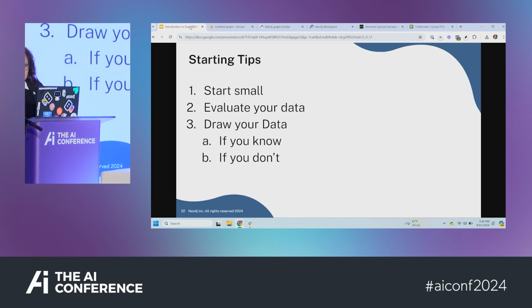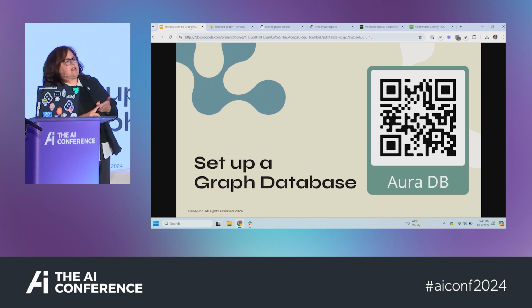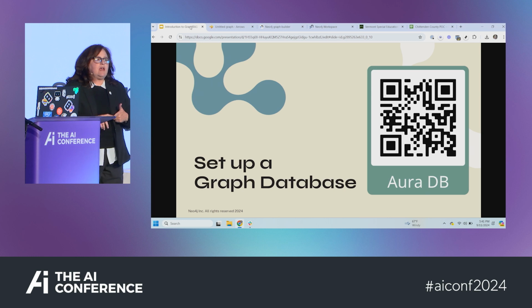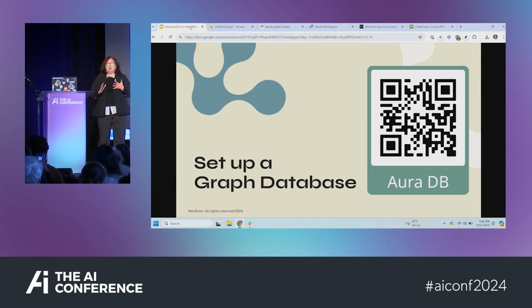So one of the things that we are going to go over today, the first thing I want to do is just give you the QR so that you can actually set up a graph database. We have a free tier on our Aura, on our managed cloud instance, because we really want everyone to just get in and test it out and play with it. So this is going to take you to the Aura console where you can sign up for your free tier.